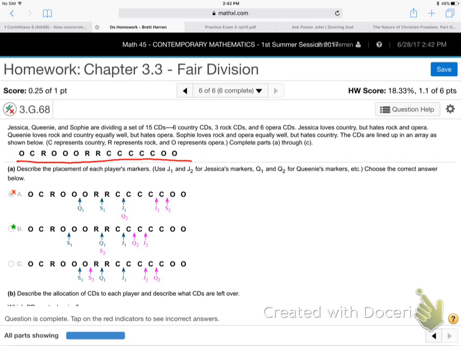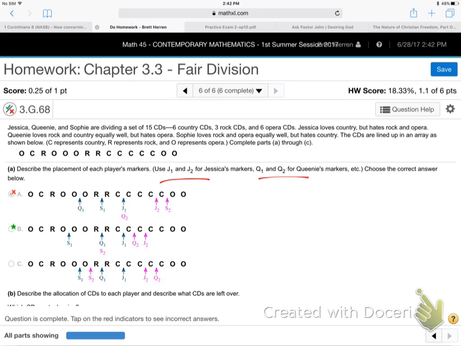And O stands for opera. So this is an opera CD coming first. C stands for country, R stands for rock. And then people are going to put their markers at different places, right? They're going to make us think through the markers. You're going to have to really put on other people's glasses. Let's see. Describe the placement of each player's markers. Use J1 and J2 for Jessica's markers, Q1, Q2 for Queenie, etc. Choose the correct answer below.